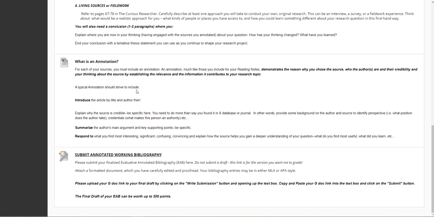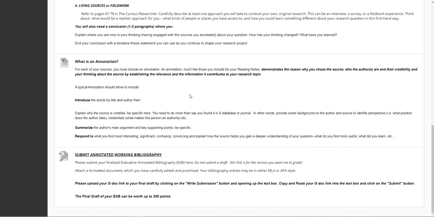So I say a typical annotation should strive for the introduction of the article by title and the authors and explain why the source is credible. Okay, you need to be specific. Do more than just say you found it in X database or X journal. In other words, provide background on the author and source to identify perspective. What position does the author take? Credentials, what makes this person an authority, etc.